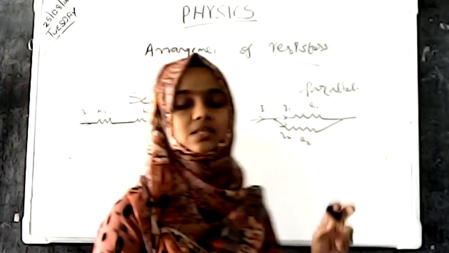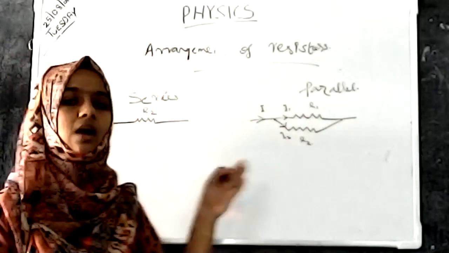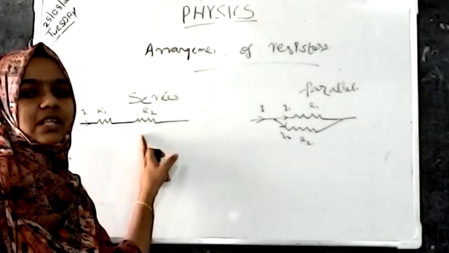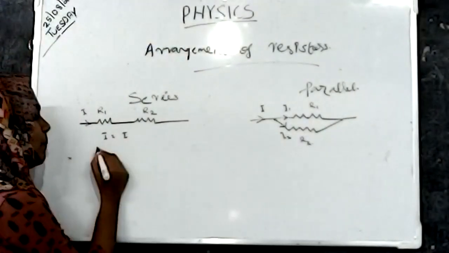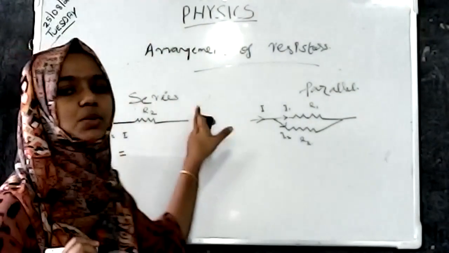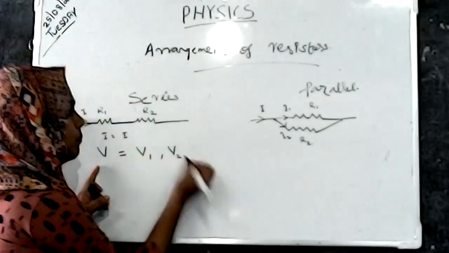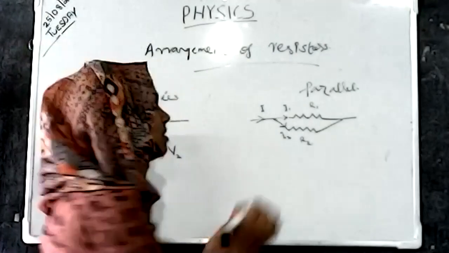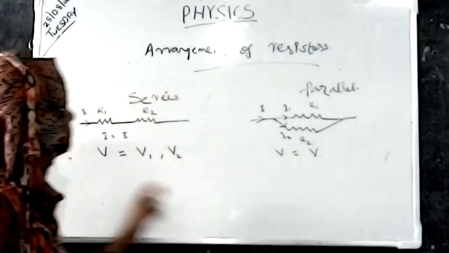The current splits on the basis of the resistor and I changes to I1 and I2. Okay. And in the first, series connection, the potential difference is different. Here the current is I and the potential difference is V1 in the R1 resistor and V2 in the R2 resistor. So V is V1 and V2. And in parallel there is no difference in the potential difference. So here V is equal to V.